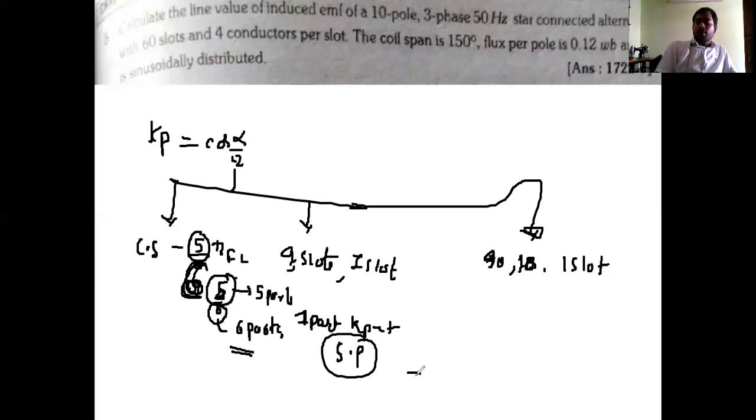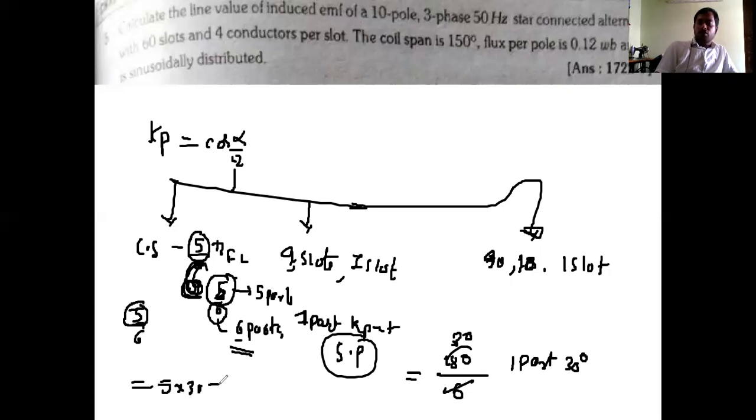Nothing but full pitched, how much angle? 180 degrees. For 6 parts, the angle is 180 degrees. For one part, it is 180 by 6, that is 30 degrees. So you can see here 5 by 6, nothing but the fifth part. For 5 parts, 5 into 30 is equal to 150 degrees. Nothing but this is the coil span.